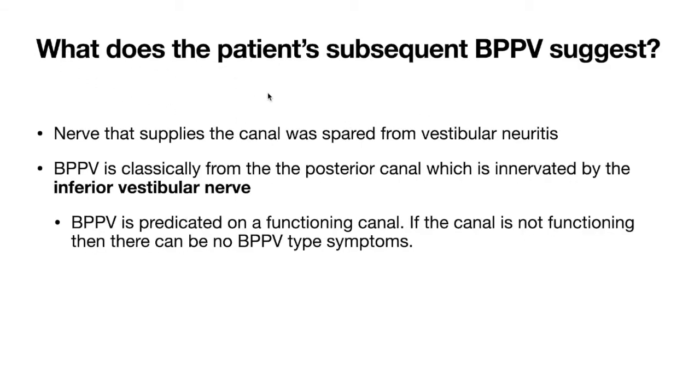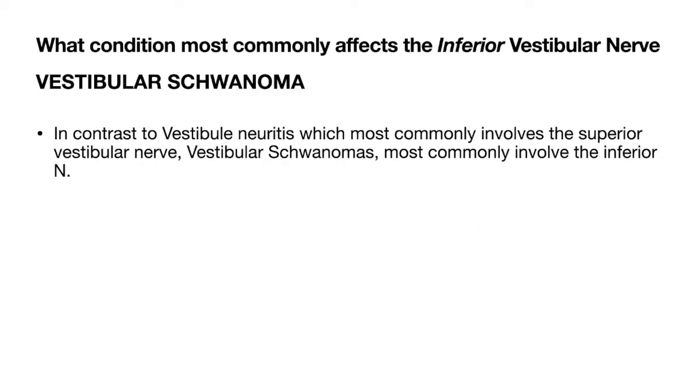What does the patient's subsequent BPPV suggest? What it really suggests is that the nerve that supplies the canal was spared from the vestibular neuritis. BPPV is classically from the posterior canal, which is innervated by the inferior vestibular nerve, and it's predicated on a functioning canal. If the canal is not functioning, then there could be no symptoms. So there has to be a functioning posterior canal. And if that's the case, then the posterior canal cannot be innervated by the same nerve that was affecting the vestibular system. So it has to be innervated by a different nerve, and that nerve is the inferior vestibular nerve that also innervates the saccule. What condition most commonly affects the inferior vestibular nerve?